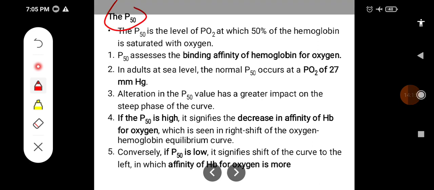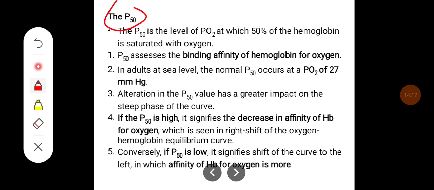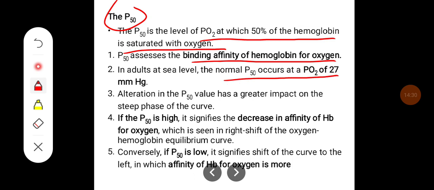What is P50? The P50 is the level of PO2 at which 50% of the hemoglobin is saturated with oxygen. P50 assesses the binding affinity of hemoglobin for oxygen. In adults at sea level, the normal P50 occurs at a partial pressure of oxygen of 27 mmHg. Alteration in P50 value has a greater impact on the steep phase of the curve.